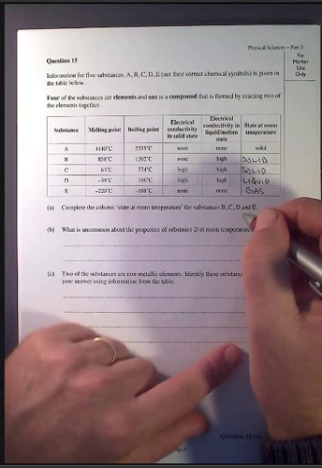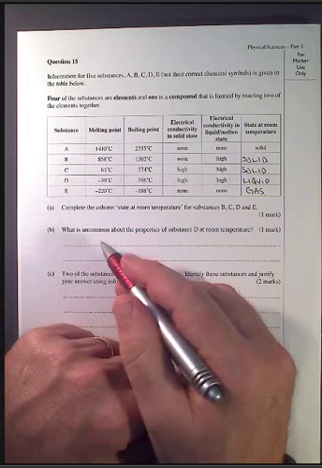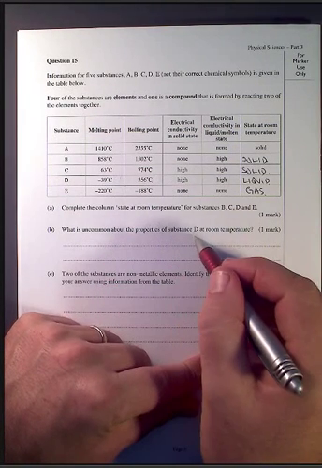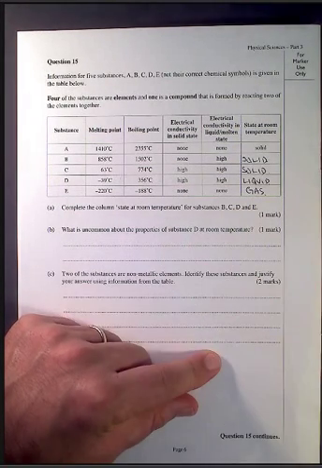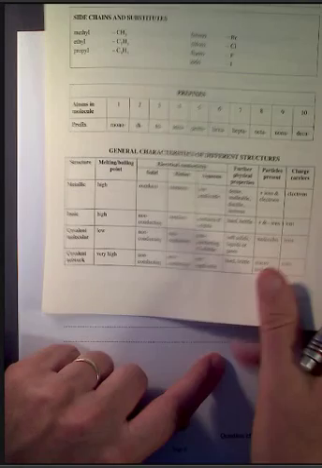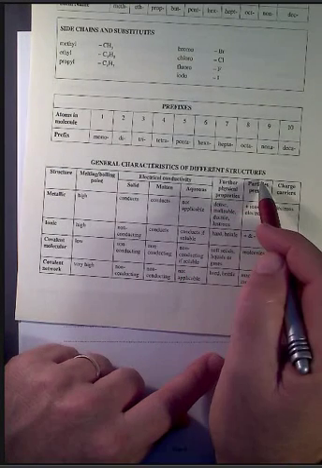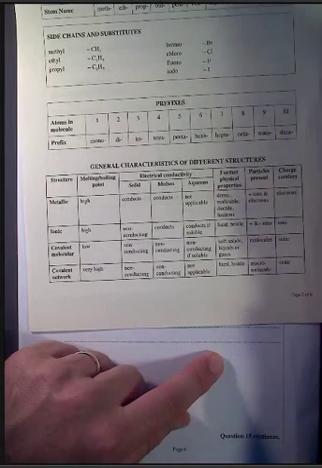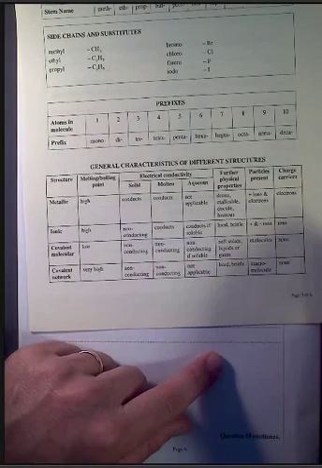So that's what's going on. What is uncommon about the properties of substance D at room temperature? Well, remember that you've got your information sheet and you've got general characteristics of different structures down here, if you can see that okay. This is on page 3. Have a look at these ones.